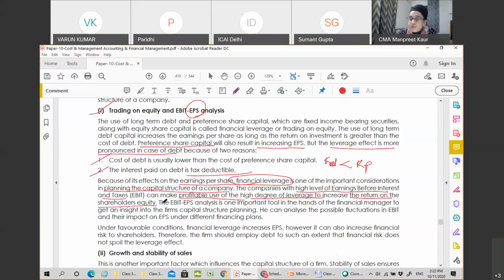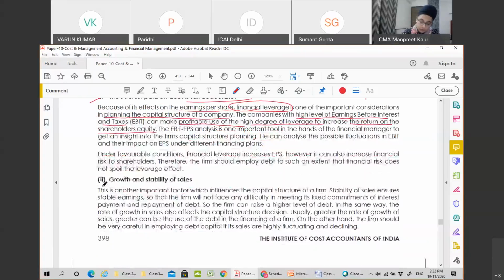किसके लिए? Capital structure के लिए. He can analyze the possible fluctuations in EBIT and evaluate different plans under the financing situations. Second is the growth and stability of sales. The important factor which influences the capital structure of the firm is the growth and stability of sales. It means stable earnings. Due to sales, we will get better earnings.